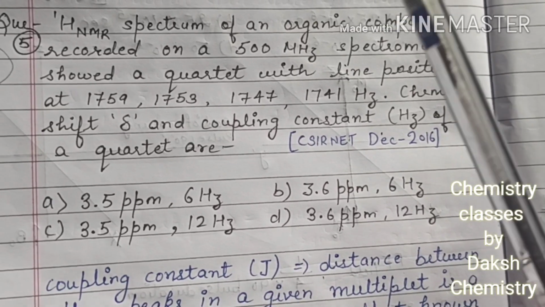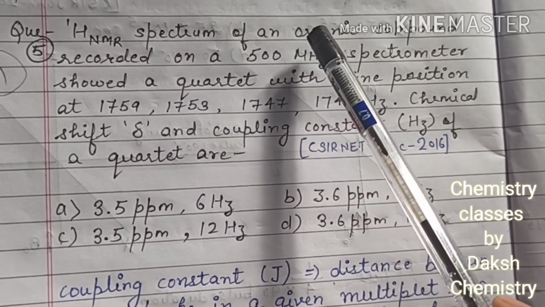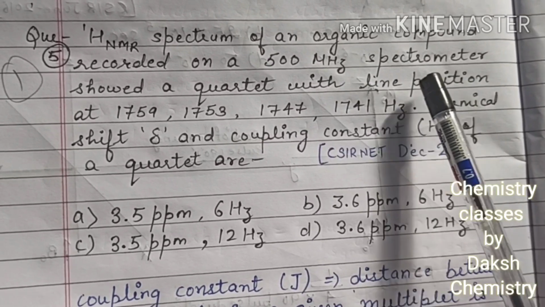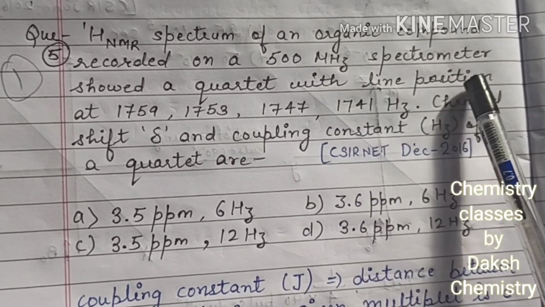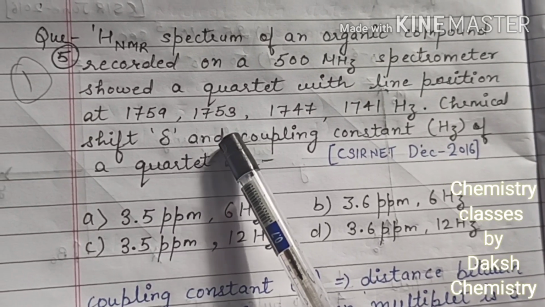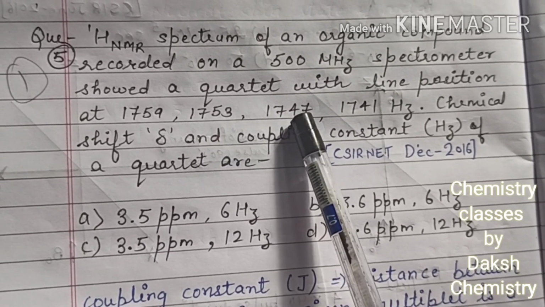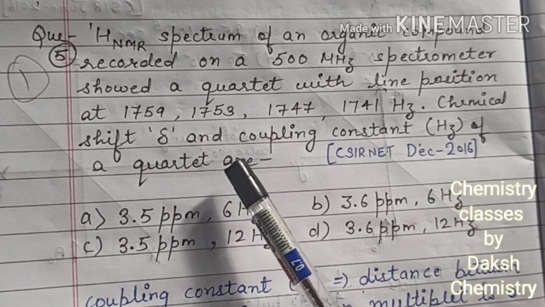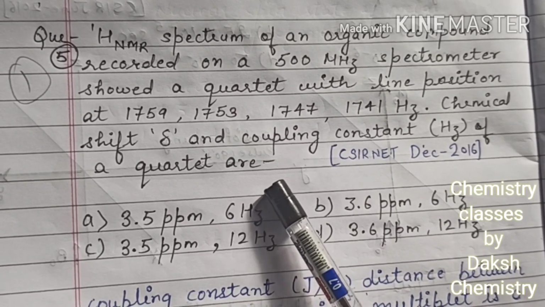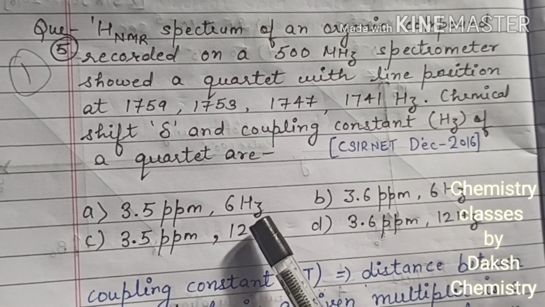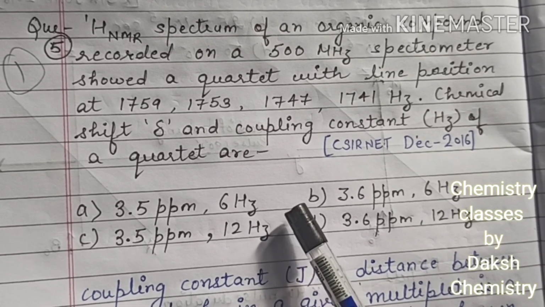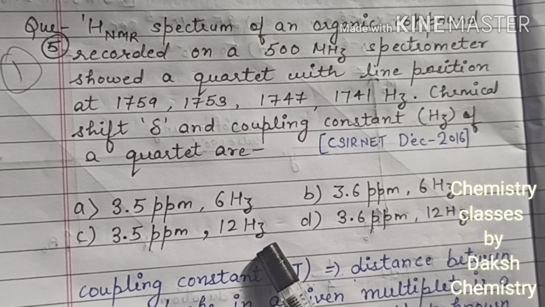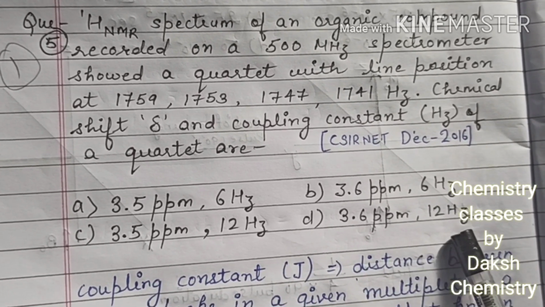Next question is: the H1 NMR spectrum of an organic compound recorded on a 500 MHz spectrometer shows a quartet with line positions at 1759, 1753, 1747 and 1741 Hz. The chemical shift, delta value, and coupling constant of the quartet are asked. The options are 3.5 ppm 6 Hz, 3.6 ppm 6 Hz, 3.5 ppm 12 Hz, and 3.6 ppm 12 Hz.